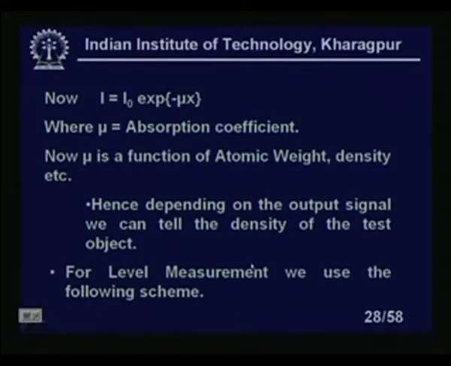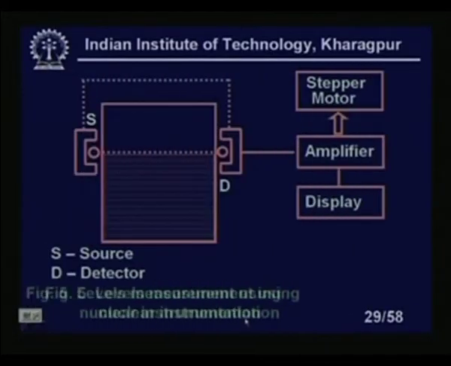For level measurement, you use the following scheme. This is a scheme of level measurement using nuclear instrumentation. We have a source and a detector here, and I have a liquid here. So, how does it work? Let us look at it.